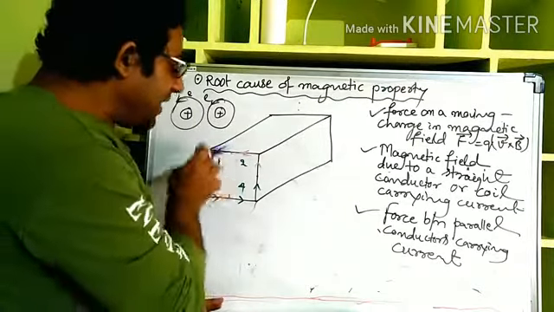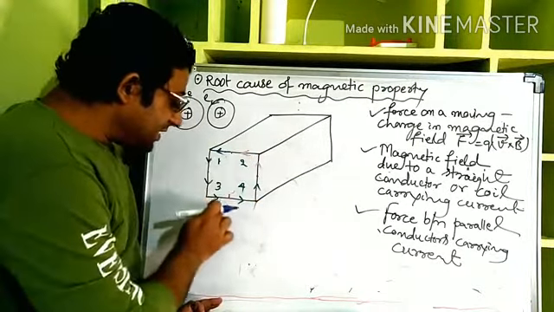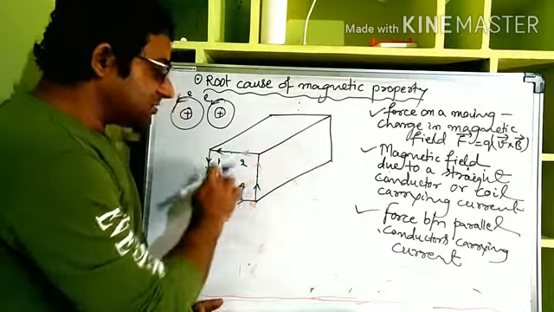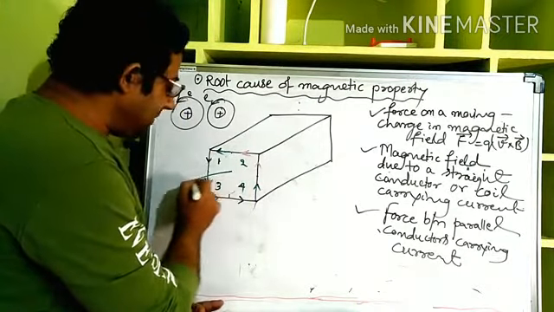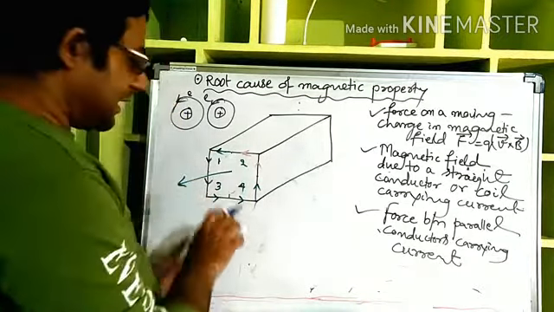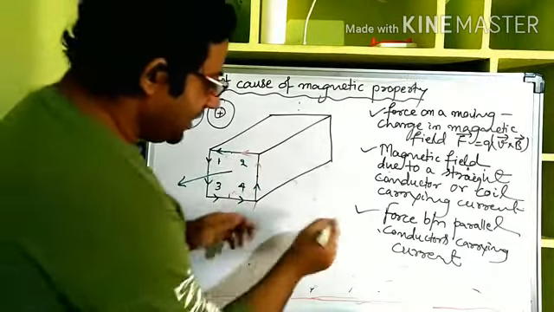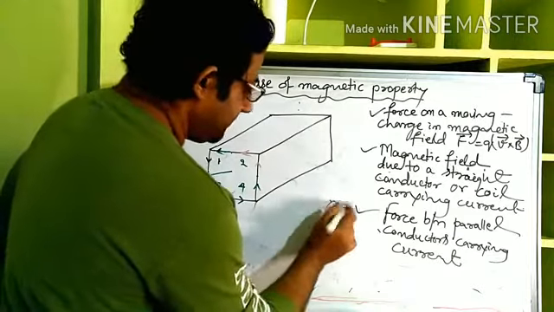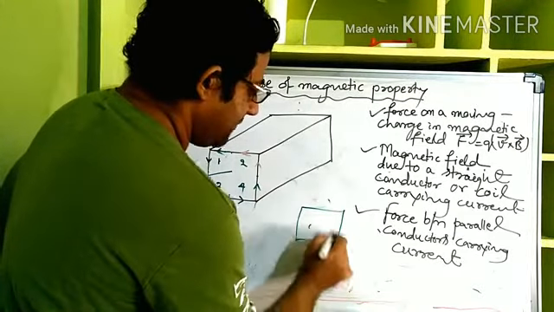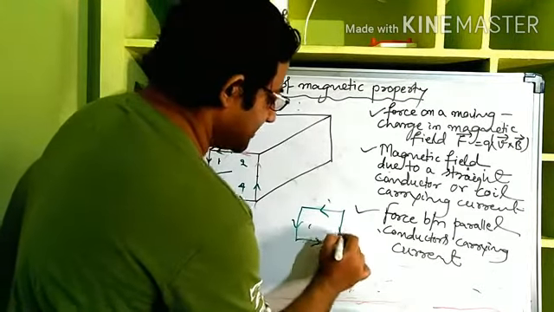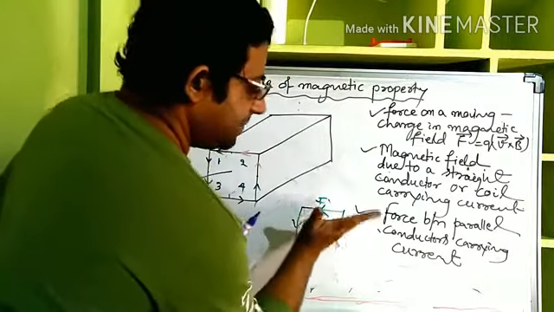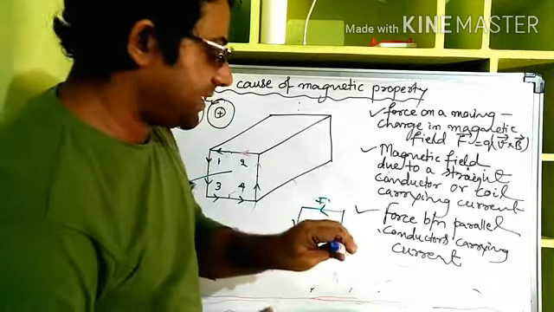Okay, and we have learned that if current is flowing in a coil form, the magnetic field will be in this direction, perpendicular to that. See, if this is the coil, and this is the current direction, then the magnetic field will be perpendicular to that, right?